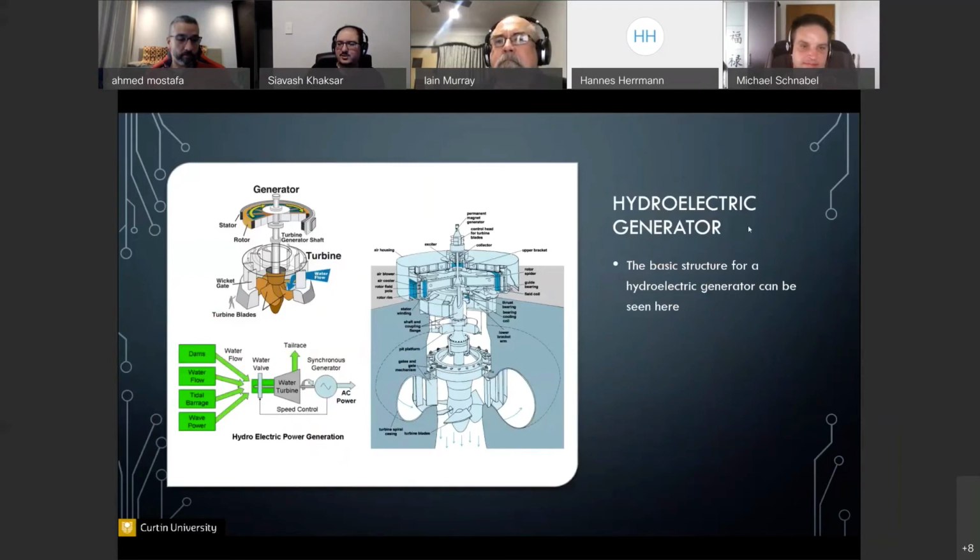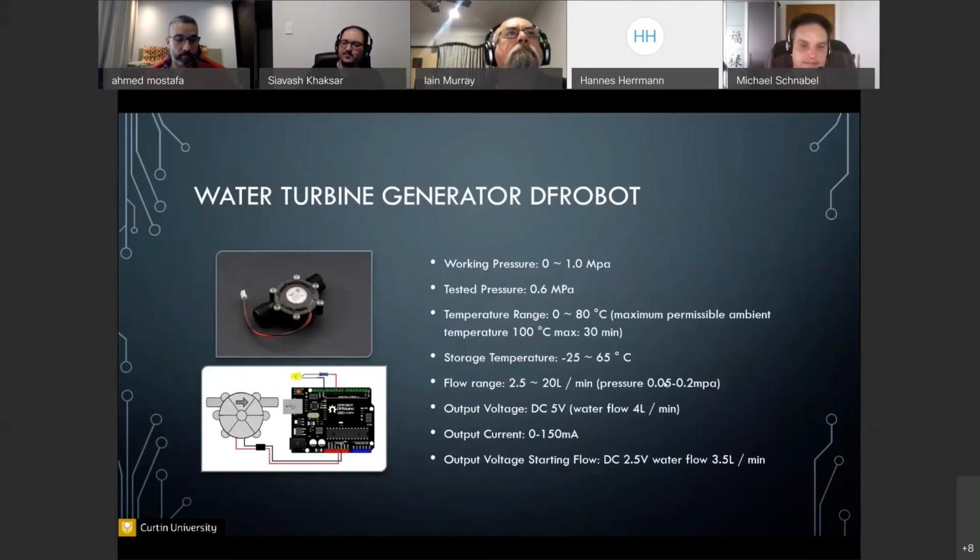And of course, another old popular one are hydroelectric generators, and the basic structure for them can be seen here. Ian and I have been recently looking into working on a project with RAC, which is an insurance company here in Perth, Australia. They were looking at implementing a method in water valves so they can prevent catastrophic pipe bursting from happening, because that's a big cost for insurance companies.